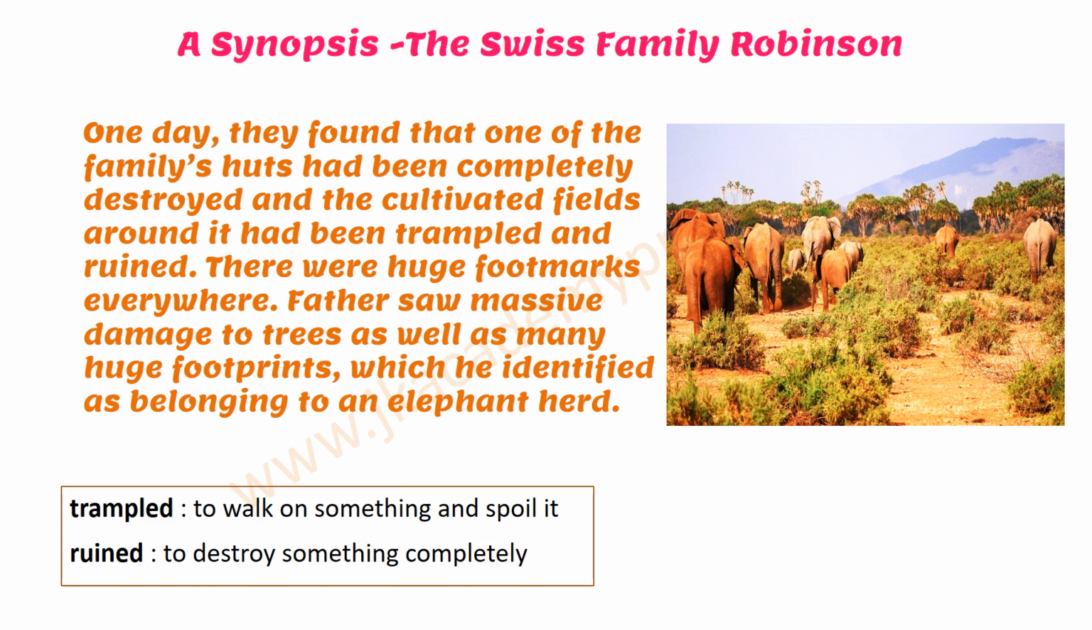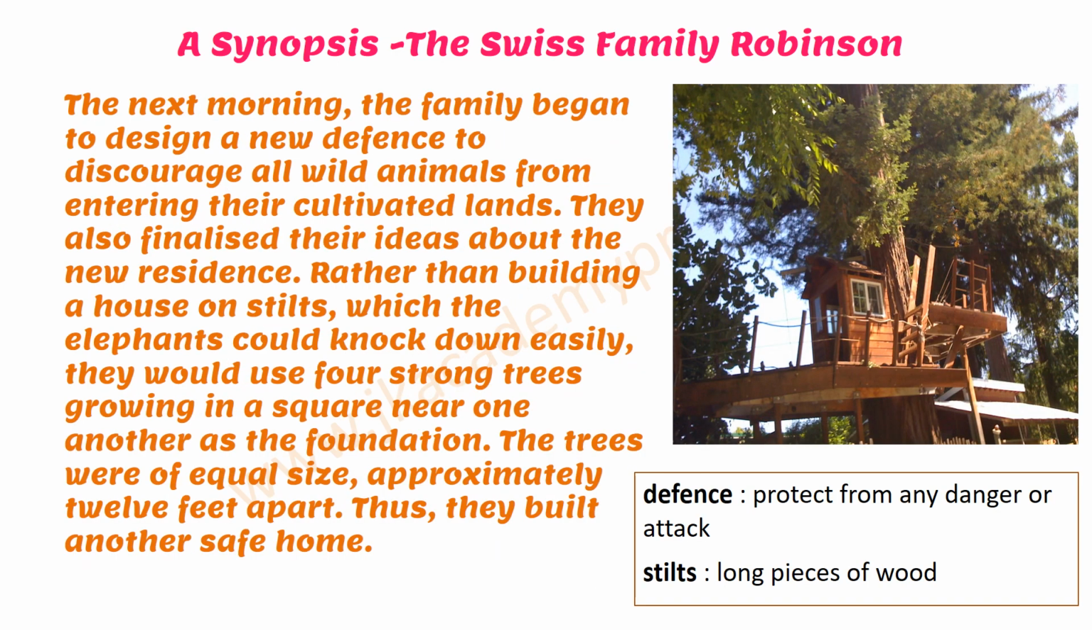The next morning, the family began to design a new defense to discourage all wild animals from entering their cultivated lands. They were growing crops and vegetables. So, in order to keep this place safe and not get destroyed again and again, since wild animals would come and destroy it, they made a defense. Discourage means not allow them to come. Defense means to protect from the danger of wild animals entering.